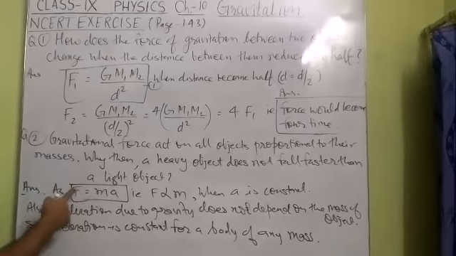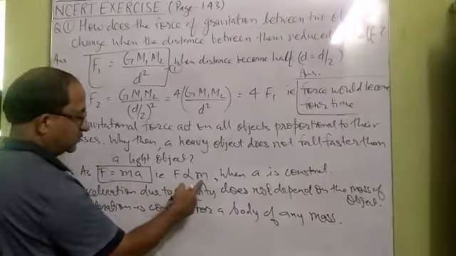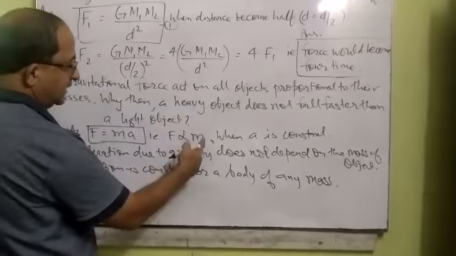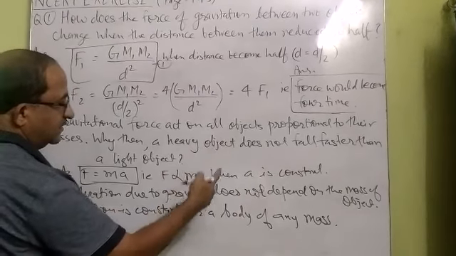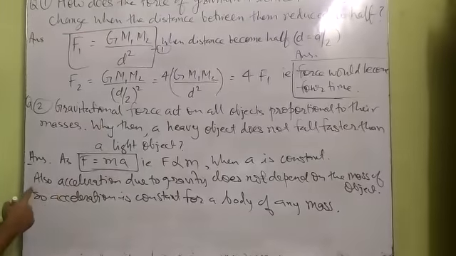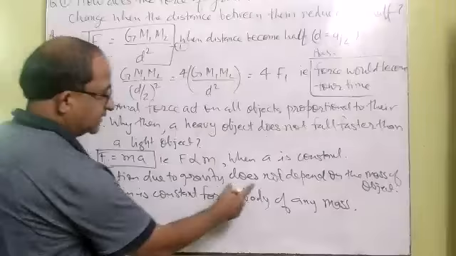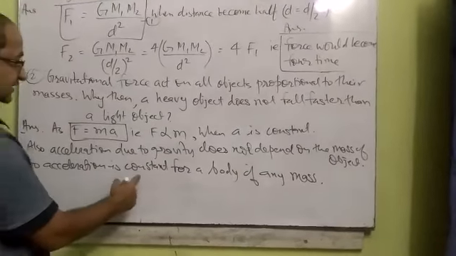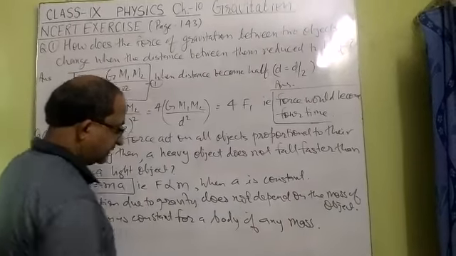So the reason is, as F is equal to ma, it means F is proportional to m, where a is a constant. Means the force directly depends on the mass of the object when the acceleration is constant. On the earth's surface or nearby, the acceleration due to gravity is constant for all objects equally. Means the acceleration due to gravity does not depend on the mass of the object. So acceleration is constant for all bodies with respect to any of the masses.